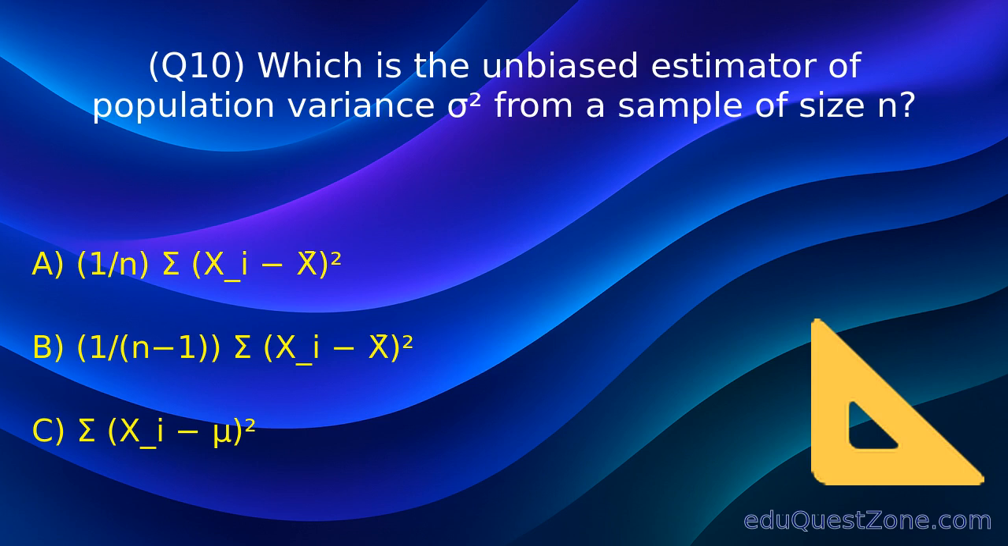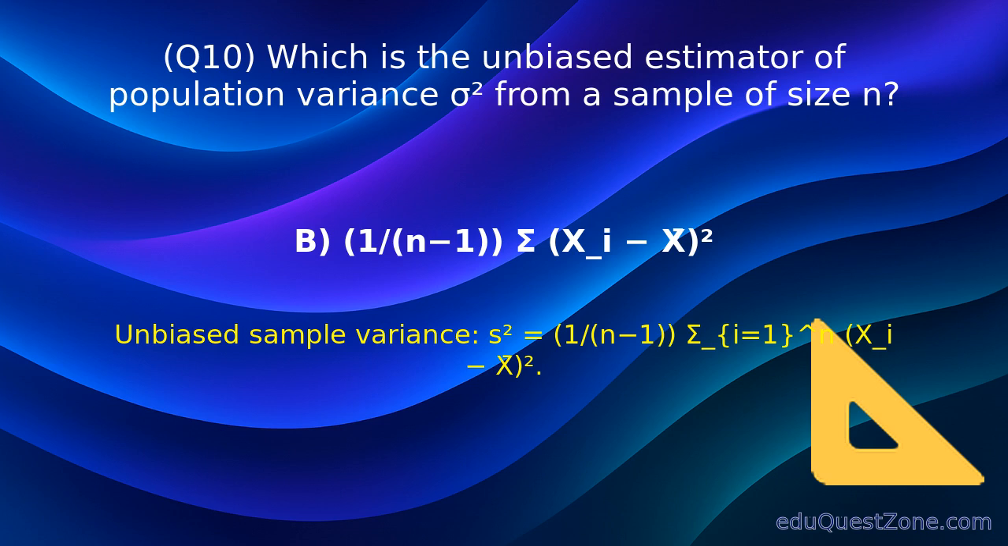Question 10. Which is the unbiased estimator of population variance sigma squared from a sample of size n? Option B: 1 over n minus 1 times sum of squared deviations. The unbiased estimator is 1 over n minus 1 times the sum of squared deviations from the sample mean.